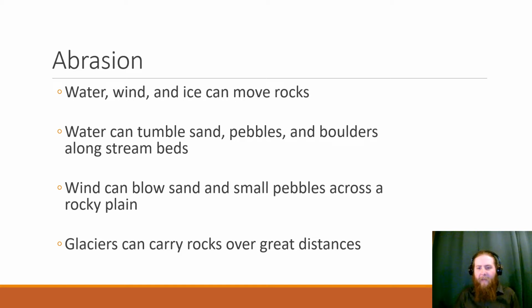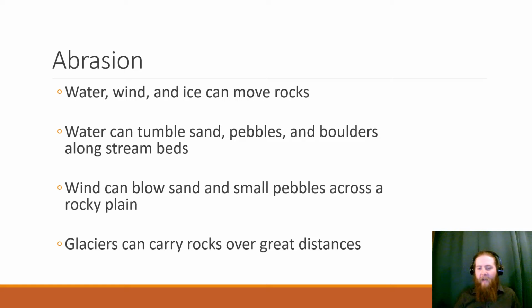Abrasion is another type of mechanical weathering where water, wind, or ice is moving rock, moving sand, moving pebbles. As these pebbles and rocks move, they are abrading or scraping onto other things. So water can tumble sand, pebbles, and boulders just the same way as a rock tumbler, if you've ever seen one of those, where it's continually spinning and the things are clacking against each other. This abrasion is what's creating those very smooth rocks in a river.